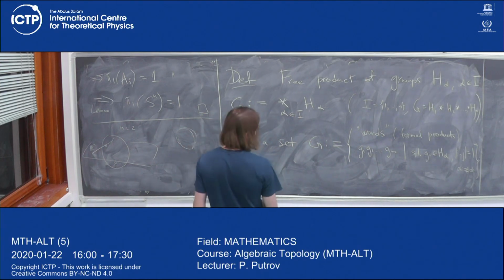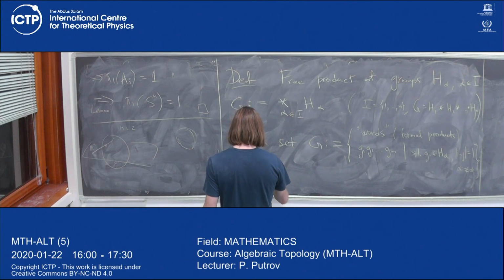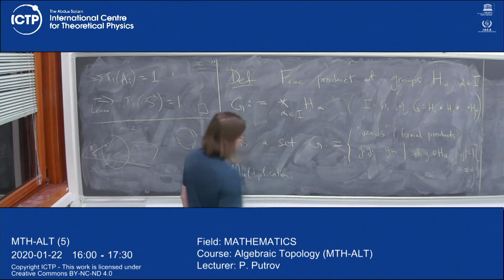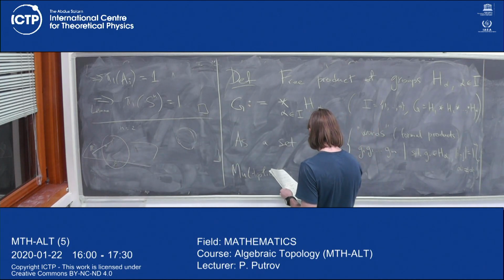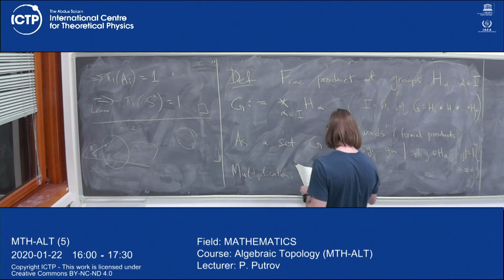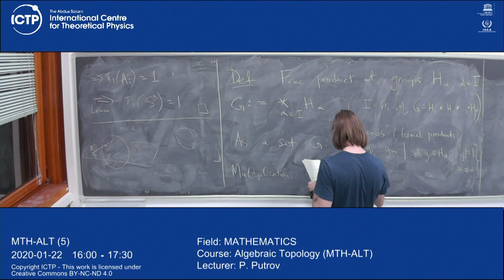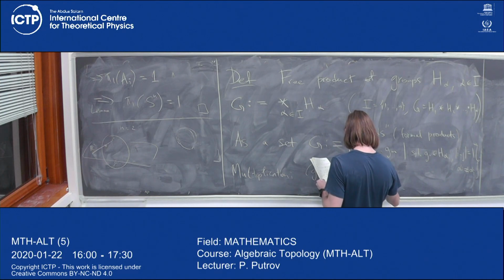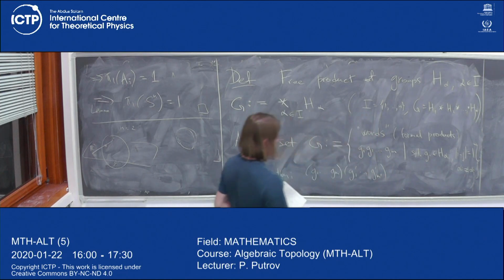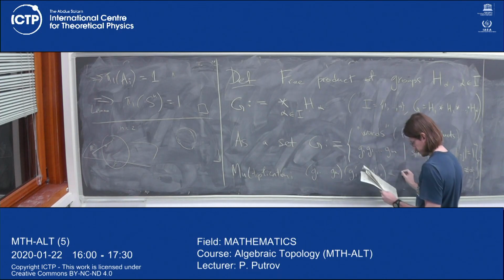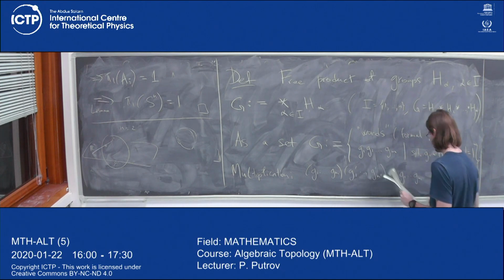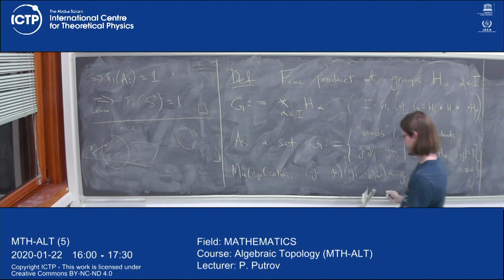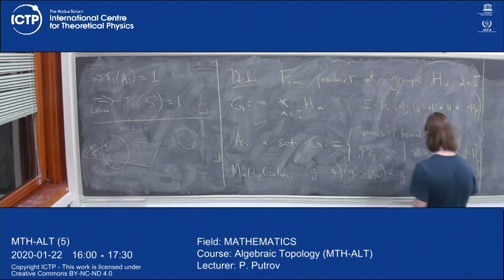Now I need to define what is a group structure. How do I multiply two words? Let me take one word and another word, denoted by parent elements. In order to define this, first what I do, I write just a word which is obtained by concatenation of these two words.